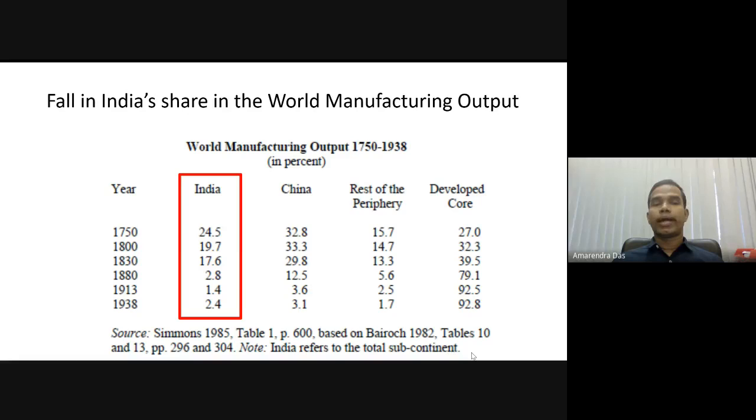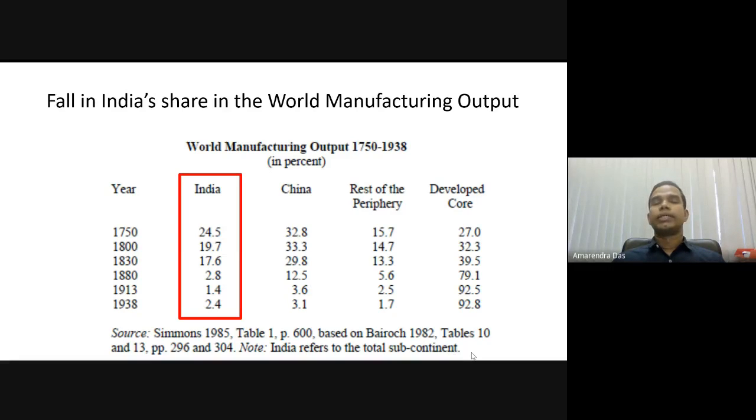If you look back at 1750, India had a 24.5 percent share in world manufacturing output. That was a very big number. Of course, China had a 32.8 percent share, the developed countries together had 27 percent, and the rest of the periphery, basically all the developing countries, had a 15.7 percent share.